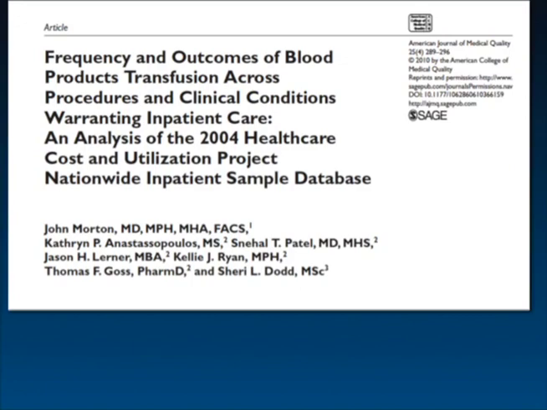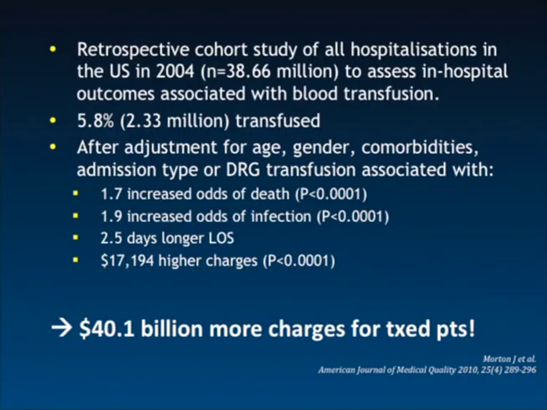In another large study, they're looking at the frequency and outcome of blood product transfusion across procedures and then clinical conditions warranting inpatient care. This analysis, again, yielded some other negative, if you will, press, because although the numbers in this article, I think, are lower and probably misquoted, 5.8% or 2.3 million transfused is lower than what we know at the time of publication. But you could see that there's a 1.7 increase in odds of death, 1.9 increase in odds of infection, 2.5 days longer length of stay, and the charges per patient who's transfused are higher. And when you look at this in aggregate, that could be a significant number of dollars. I know we've gotten used to trillions, but I think that $1 billion is still a large number.